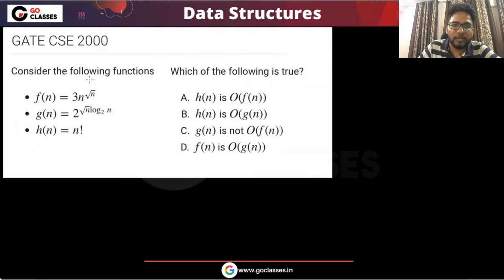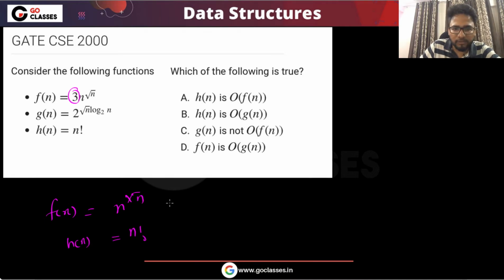Let's see this. Consider the following functions. Which of the following is true? These are the three functions that are given to us, and they are asking us to compare. Let's compare fn and hn first. See, these 2 and 3 are just constants. This 2 is not constant, this 3 is constant, so let's just ignore it. So this is fn, which is n power root n, and let's compare between hn and this.